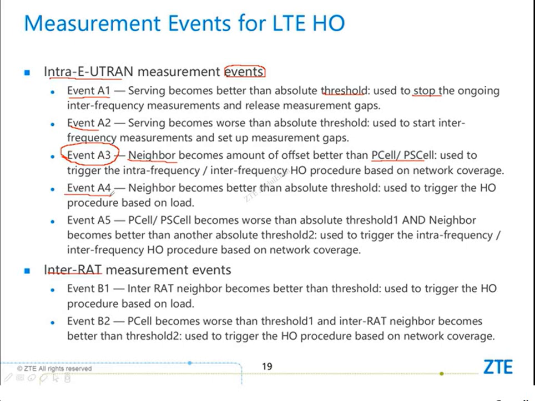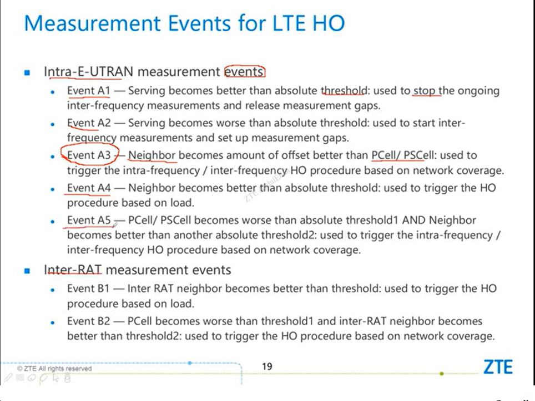What about A4? A4 is normally used for load-based handover. For example, if we need load balancing, we can use event A4. Event A4 means that if the neighbor cell's quality becomes better than the threshold, the UE can be handed over. We can see there's no information about the serving cell here. So just if the neighbor cell's quality becomes better, you can hand over.